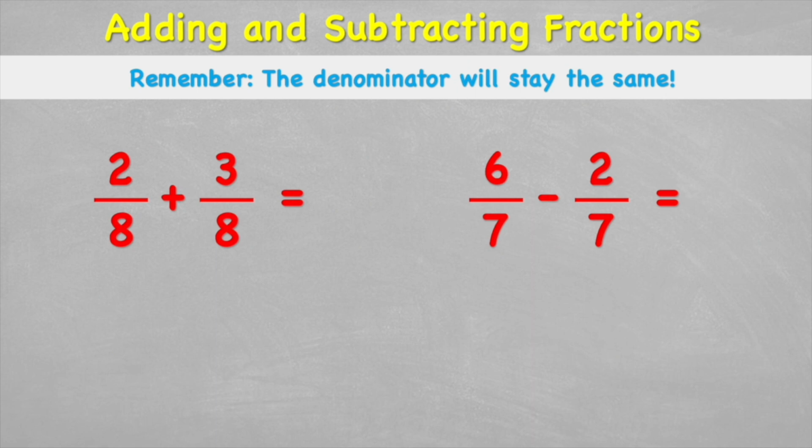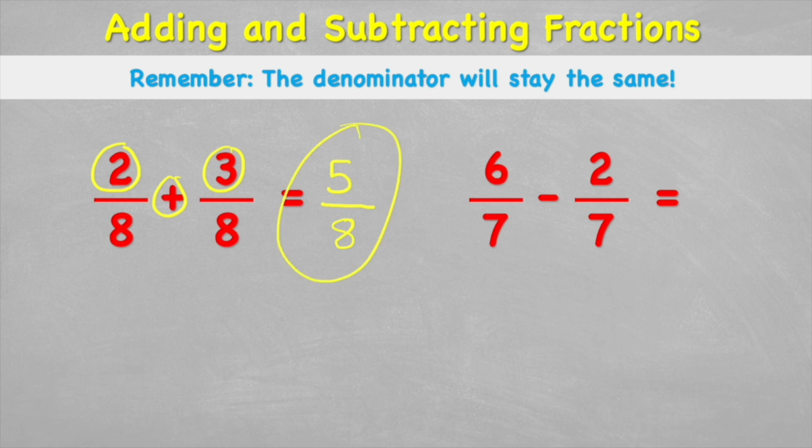So if I have 2/8 plus 3/8, I know I'm working with 8s. So I know my answer is going to be in 8s. And then all I need to do is add my numerators. 2 plus 3 equals 5. 2/8 plus 3/8 equals 5/8.